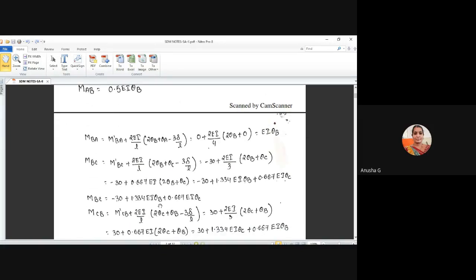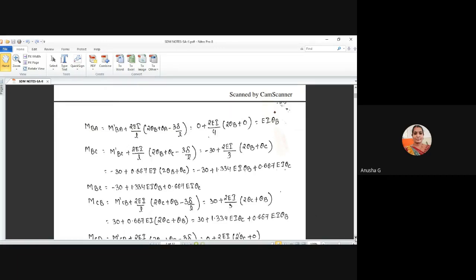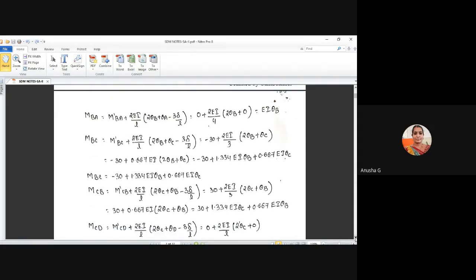Similarly, MCB also: MFCB plus 2EI by L into 2 theta C plus theta B minus 3 delta by L. You have to substitute theta B and theta C, and then write this one. Then you will get one more equation. There are 4 equations now: the theta A equation, MAB equation, MBA, MBC, and MCB. These are all the 4 equations you will get here.